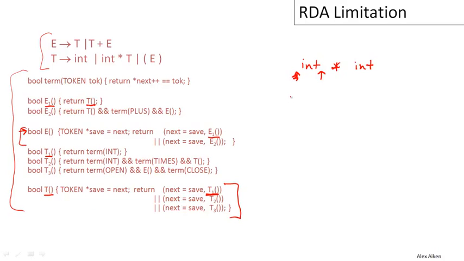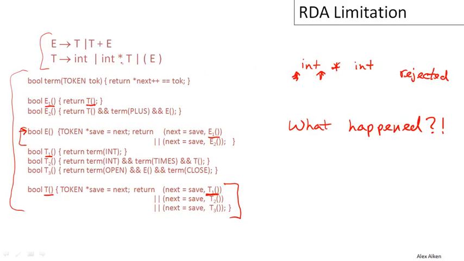We'll terminate, E will return true, and the input pointer will only have advanced as far as int, and so we will reject the parse. This actually ends up getting rejected. And the question, of course, is what happened? Why didn't we succeed in parsing this input, which is clearly in the language of this grammar?